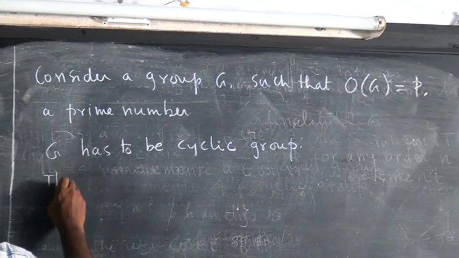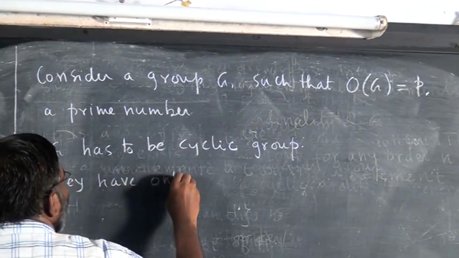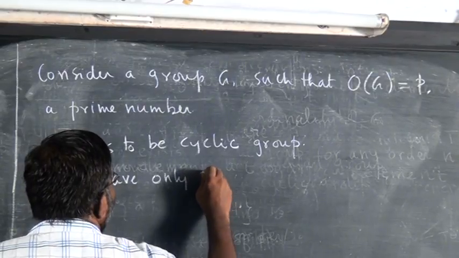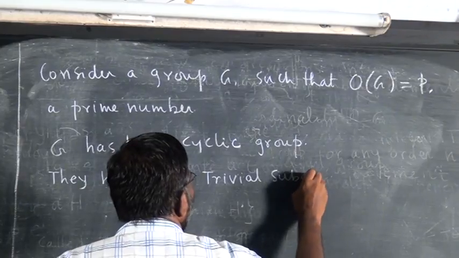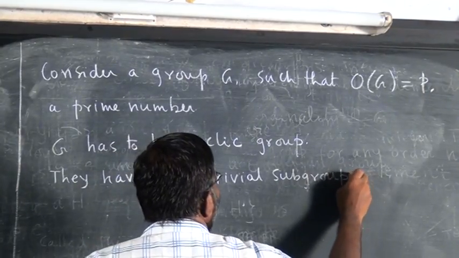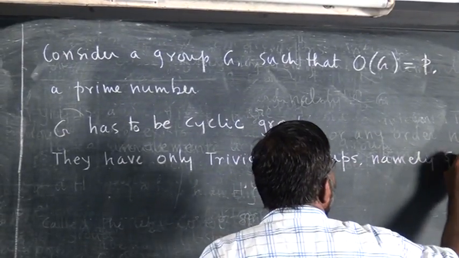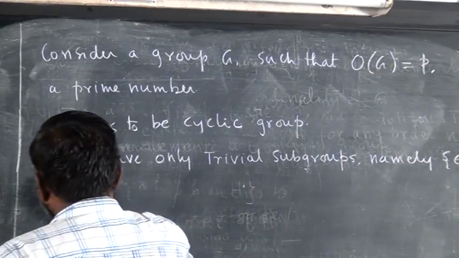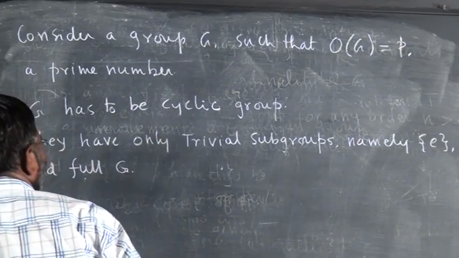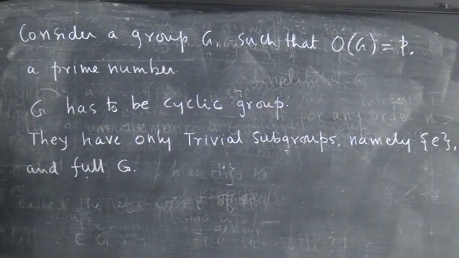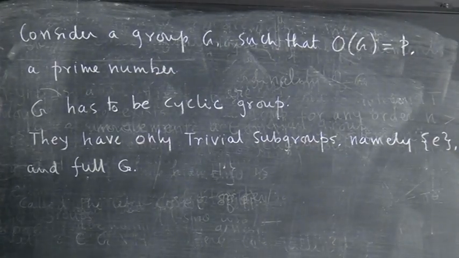They have only trivial subgroups, namely the identity and full G. No non-trivial subgroup exists. Definitely for these cyclic groups, cyclic groups whose order is prime, this property is true.